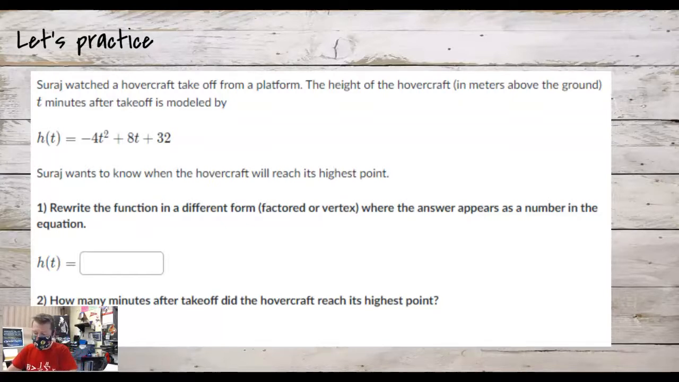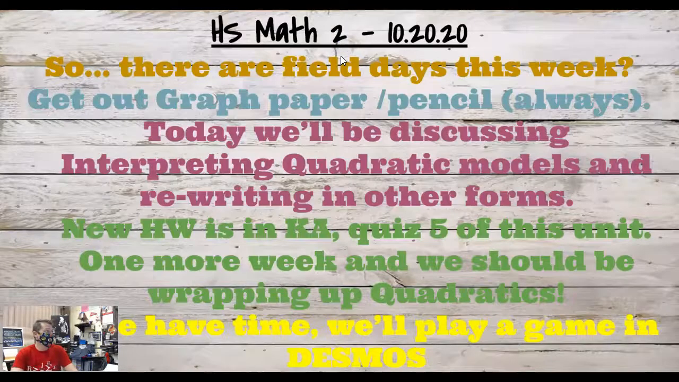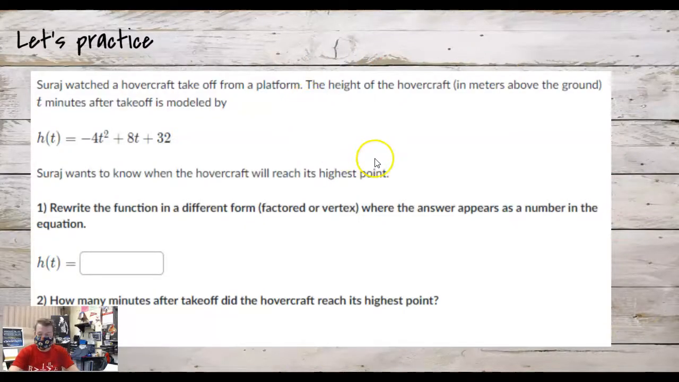Today is the 20th, for everyone dating your notes like I have asked you to. Top right works very well. So today is actually 10/20/20. Fun little date. And what did I say we're actually working on today? Interpreting quadratic models. That's it.